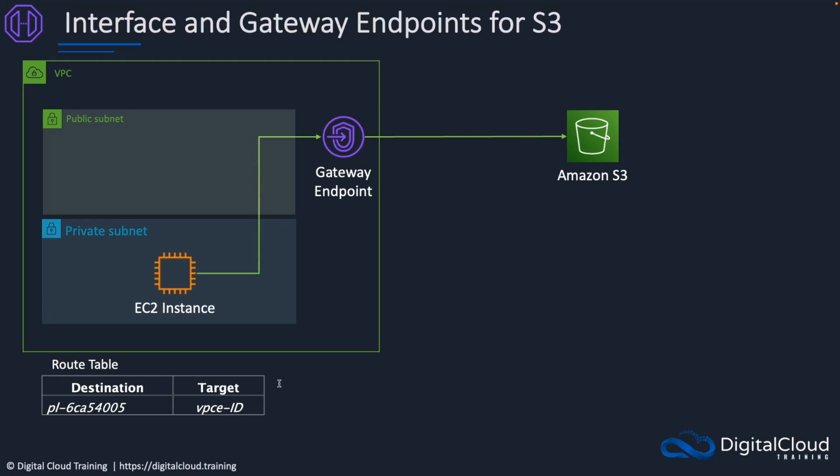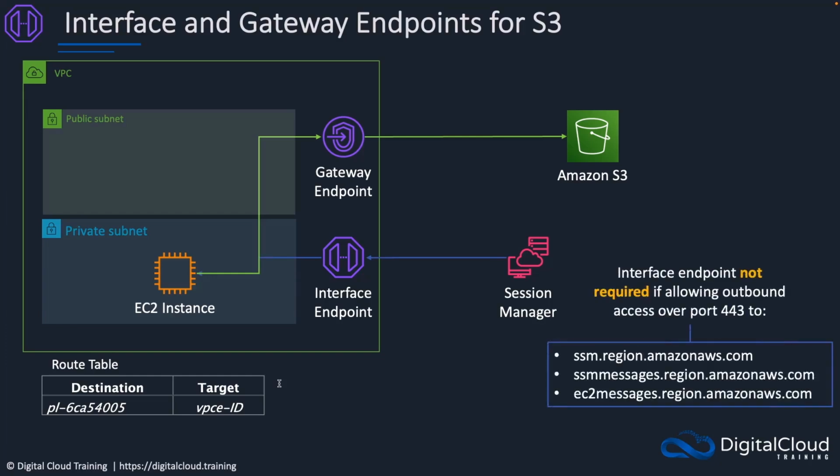Now, in a previous lesson, we actually used Session Manager to connect to our instances in a private subnet. Now, Session Manager requires an interface endpoint to connect to your EC2 instances unless you have certain ports open. So if you have port 443 outbound to these particular domains, these three domains here for AWS, then you're able to utilize the agent to talk to Session Manager. If you don't have a NAT gateway, then the only way to connect to that instance via Session Manager is by configuring an interface endpoint.